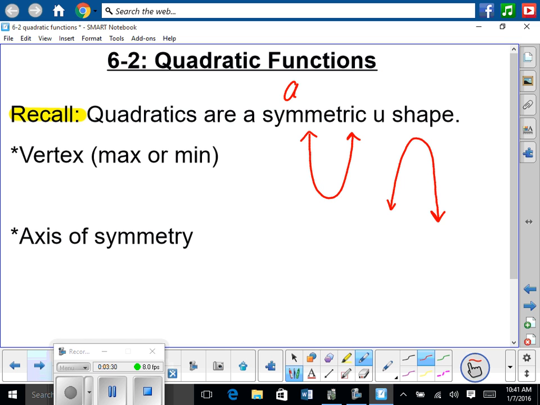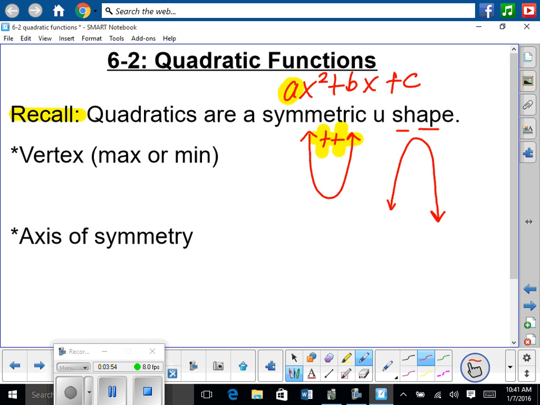We have quadratics of the form ax squared plus bx plus c. And if our a value is positive, it's a smiley face, right? Positive people smile. Remember we talked about that yesterday. If a is negative, sorry, I'm going to change here. If it's positive, it's going to be a U, a smiley face. And if a is negative, it's a frowny face, right, everybody?